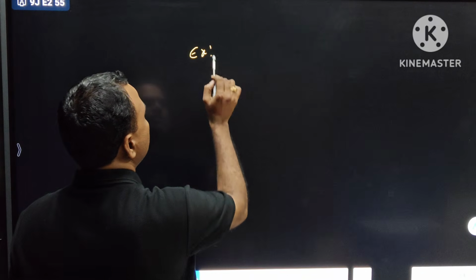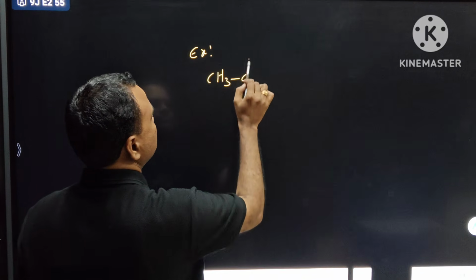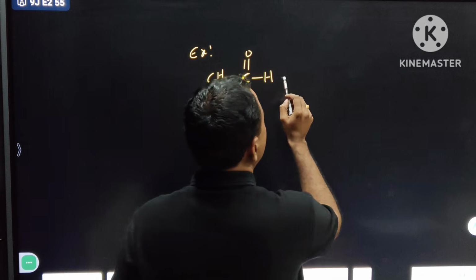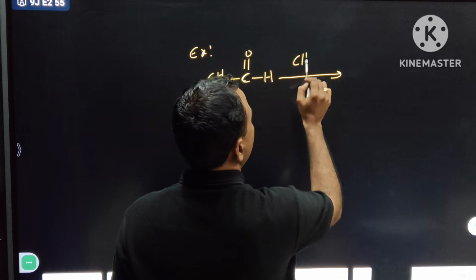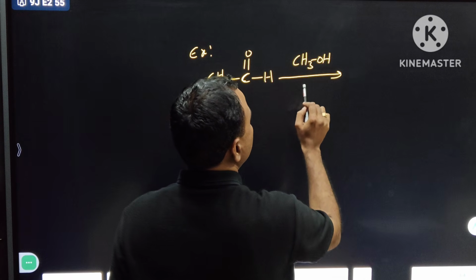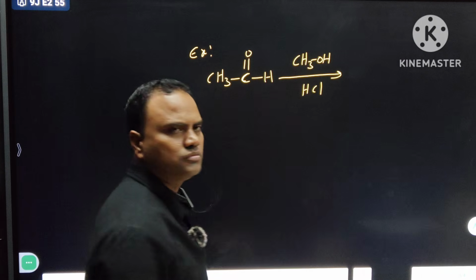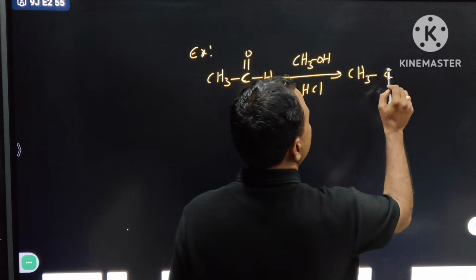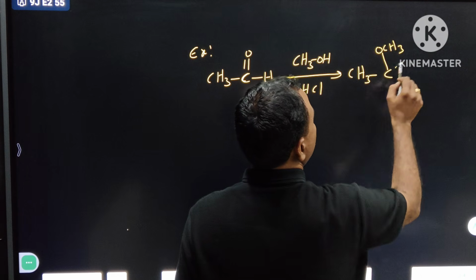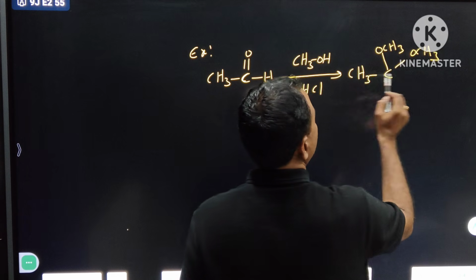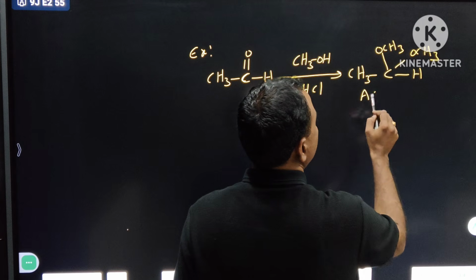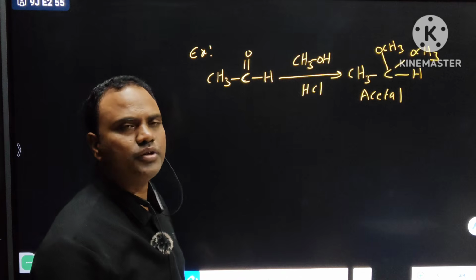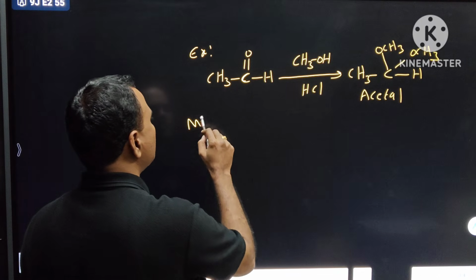See the example. This is the aldehyde. I'm adding methanol in presence of acid, acidic medium. What will I get? I'll get acetal, OCH3 here and OCH3 here, OR. Acetal. Let us see the shortcut mechanism, how to write the product. Okay, mechanism, not the original mechanism.